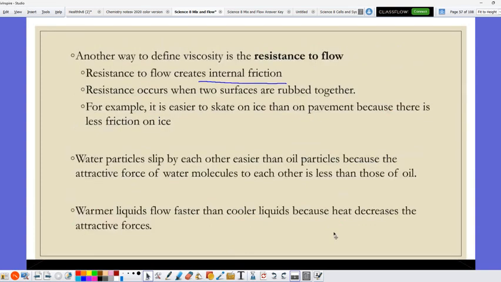Another way to define viscosity is resistance to flow, which, like I said earlier, creates internal friction, and resistance occurs when two substances are rubbed together. For example, it's easier to skate on ice than on pavement because there's less friction on the ice. Water particles slip by each other easier than oil particles because the attractive force of water molecules to each other is less than those of the oil. Warmer fluids flow faster than cooler fluids because heat decreases those attractive forces, and as well, in warmer fluids the particles are moving faster.